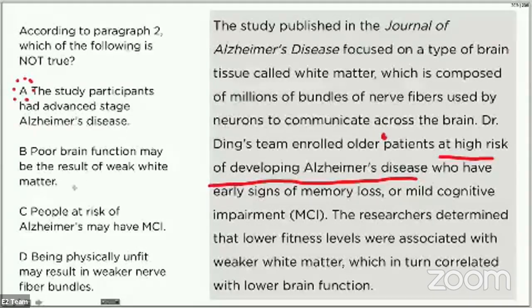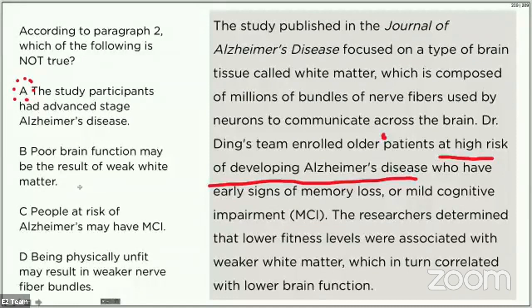Poor brain function may be the result of weak white matter. The researchers determined that lower fitness levels were associated with weaker white matter, which in turn correlated with lower brain function. So that's true, so I'm going to eliminate it. People at risk of Alzheimer's may have MCI. So people at high risk of developing Alzheimer's who have early signs of memory loss or mild cognitive impairment. That's true. Remember, we're looking for the not true, so I'm going to eliminate it.